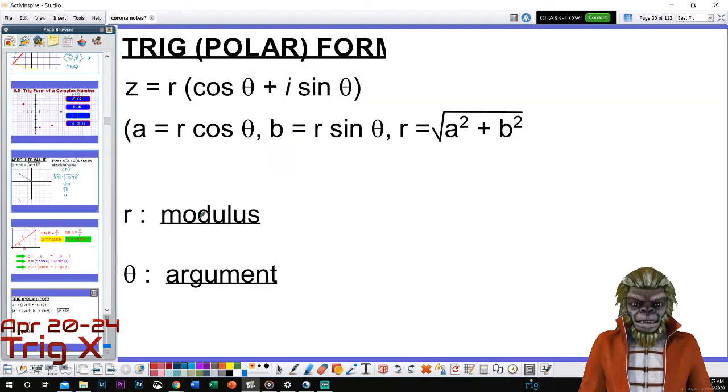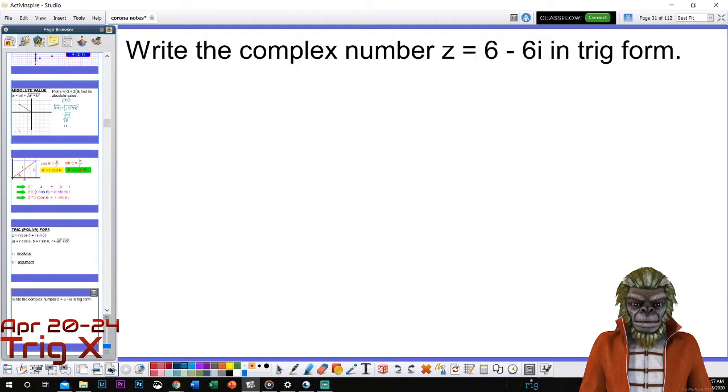Now, if you ever see the word modulus, that means r. If you ever hear of an argument, either that's something going on at your house during the sequestering that we've had, or it could be talking about the angle, or theta.